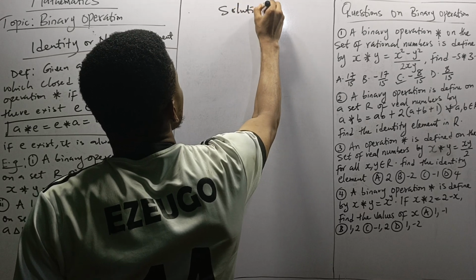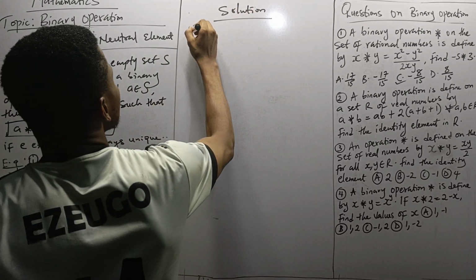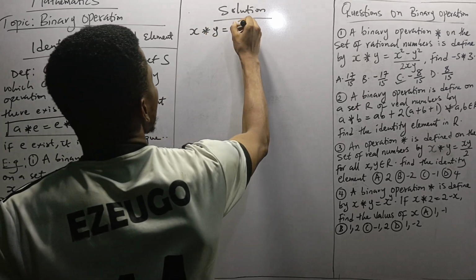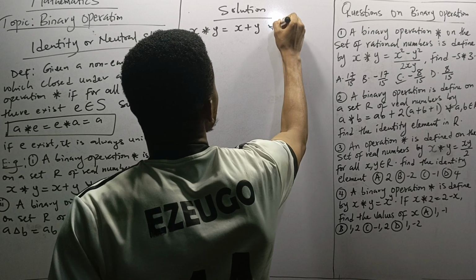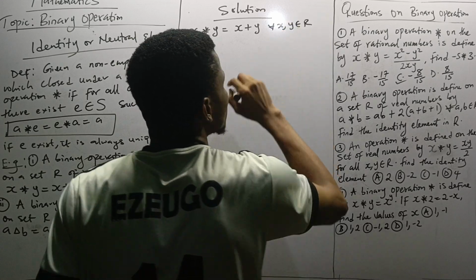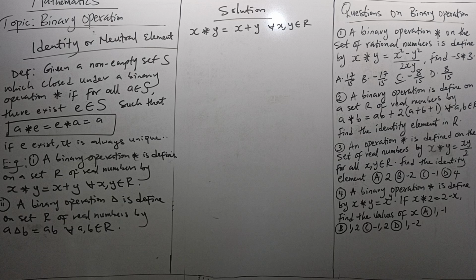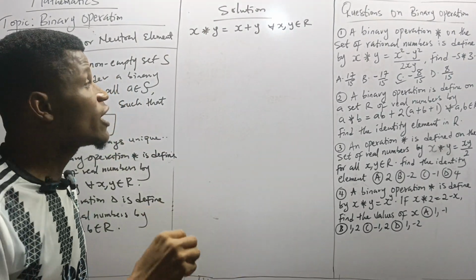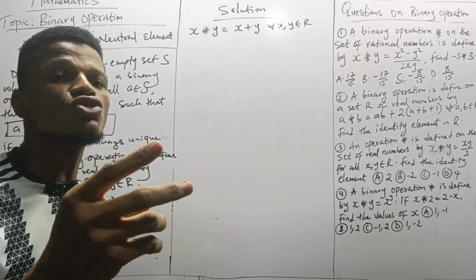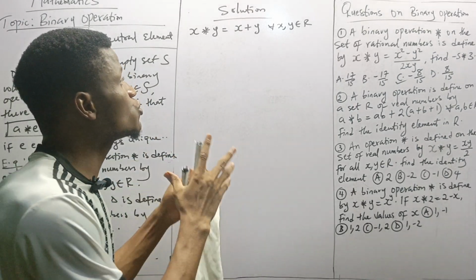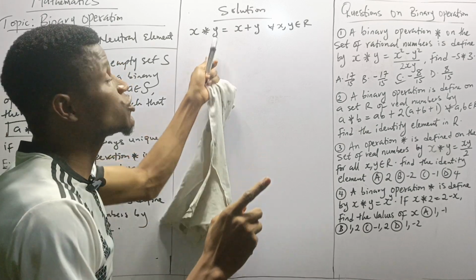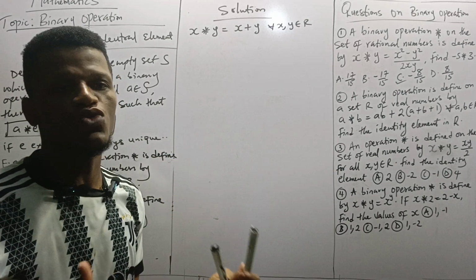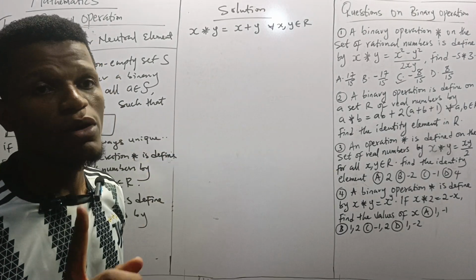Solution. So the first question says that X operation Y equals X plus Y for all X, Y which are real numbers, meaning that X, Y represent any real numbers. Now, the way we're going to solve this is that, so far it is a neutral element or identity element, we are going to formulate two equations. One equation is coming from the definition of neutral or identity element, while the remaining equation is coming from the general equation given in the question.